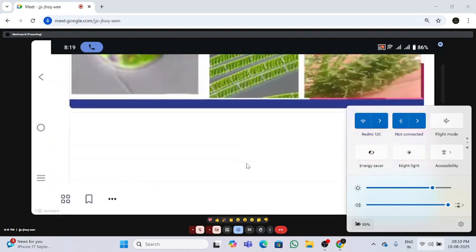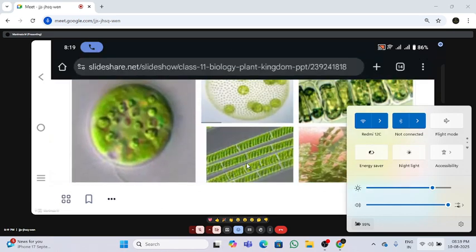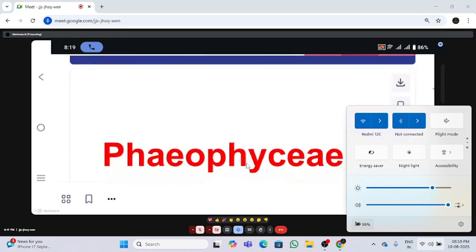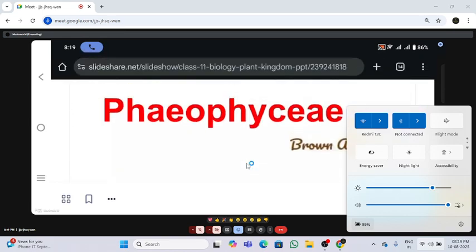In sexual reproduction, three types are involved: isogamy, anisogamy, and oogamy. And the zygote undergoes a period of rest. Some common examples are Chlamydomonas, Volvox, Chara, Ulothrix. In all of them, the zygote undergoes some time of rest, then only it will be involved in reproduction. So this is what we have about the Chlorophyceae.